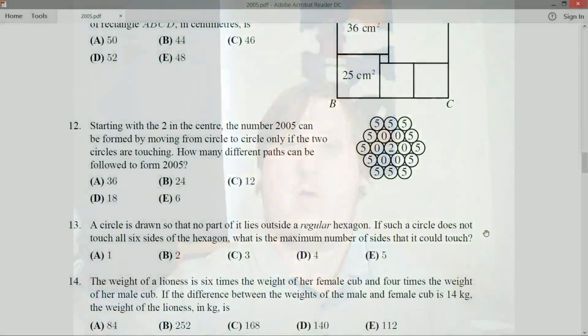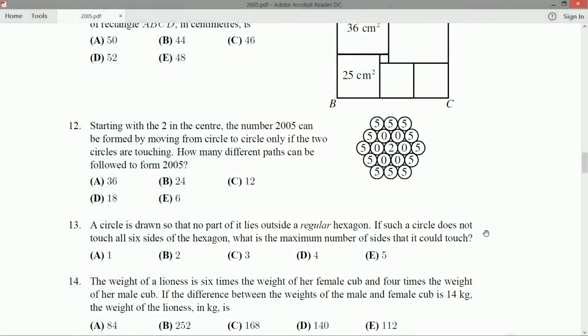We're up to question number 12, so hopefully you've given that a shot and we can get ready to take a look at it together. So question 12, starting with the 2 in the center, the number 2005 can be formed by moving from circle to circle only if the two circles are touching. How many different paths can be followed to form 2005?